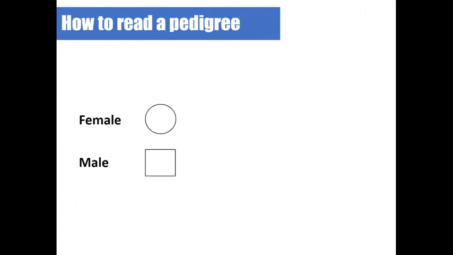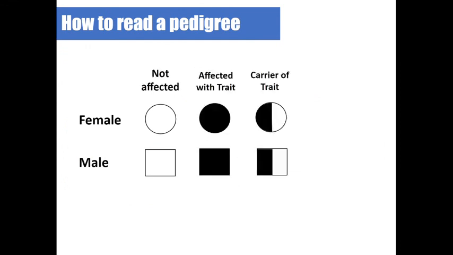So, how to read a pedigree? First, females are going to be circles and males are going to be squares. If someone is not affected by a trait in the pedigree, their shape will not be shaded in. If they are affected, they will be completely shaded in. If someone is a carrier, which means they have one big letter, one little letter, they will be half shaded in to show they're a carrier. And if they're marked out, they're deceased. They died.